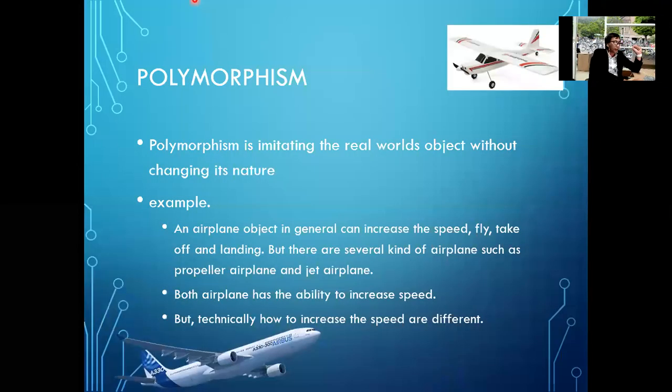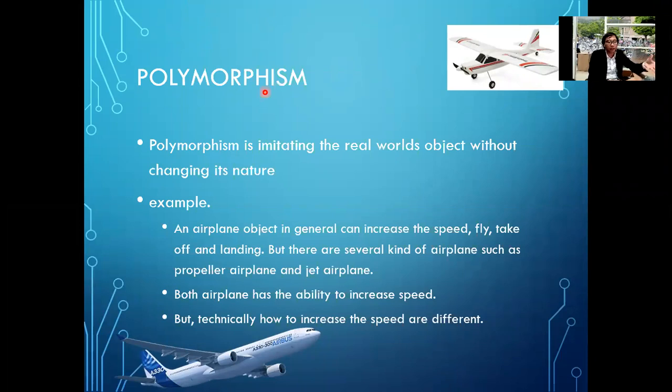Okay, and the fifth part would be polymorphism. What is polymorphism? This is also a new concept offered in object-oriented programming. So let's say, in this example, you have an airplane. As a general airplane, an airplane can increase the speed, fly, take off, and land.